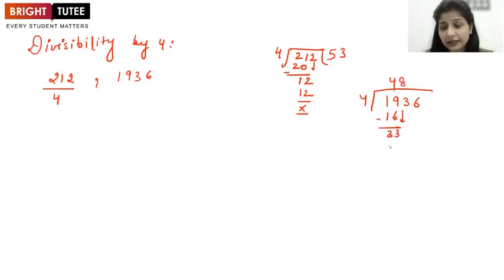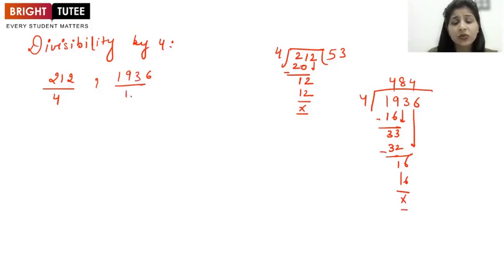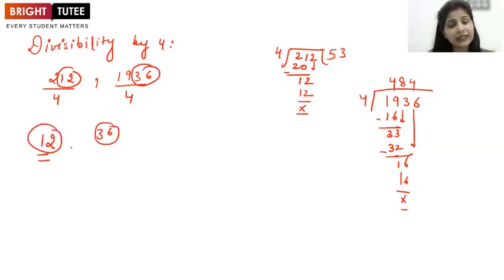4 8s are 32. Then again you are left with 1 and you copy down 6. So 4 4s are 16. It is also exactly divisible. So what do you observe here? Just observe the last two digits, students. The number formed by the last two digits, in this case it is 12, and in this case it is 36. And both of them are exactly divisible by 36.